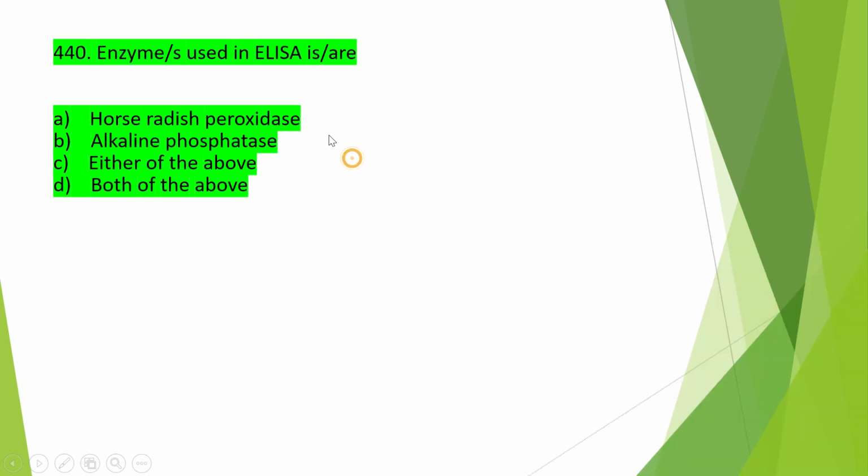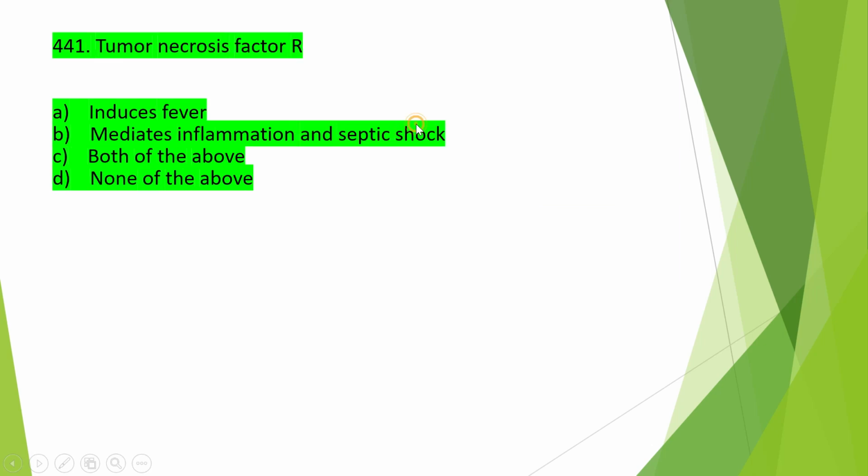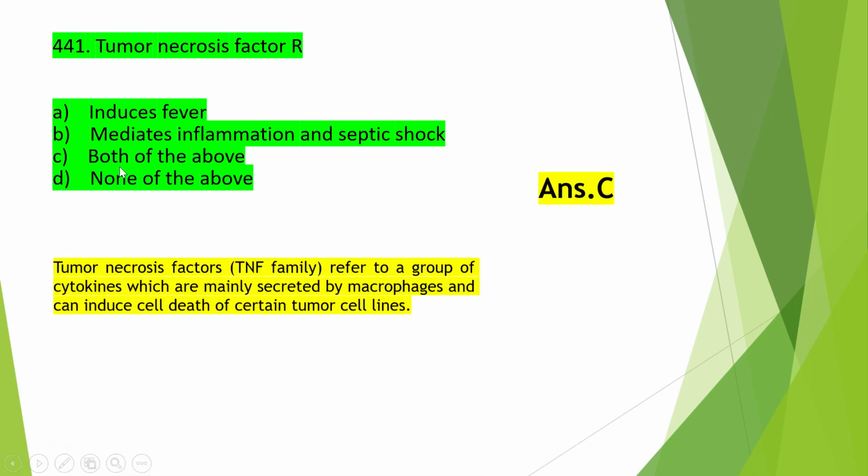Okay, so next one is enzymes used in ELISA is or are horseradish peroxidase or alkaline phosphatase or either of the above, both of the above. The right one is option C, that is either of the above. So enzymes used in ELISA are horseradish peroxidase and alkaline phosphatase. Okay. Tumor necrosis factor alpha induces fever, mediates inflammation and septic shock, or both of the above, none of the above. The right one is option C, that is both of the above.